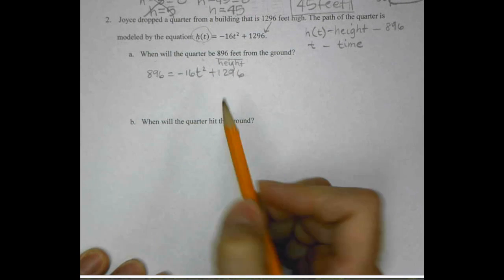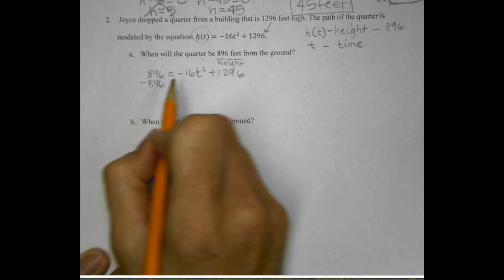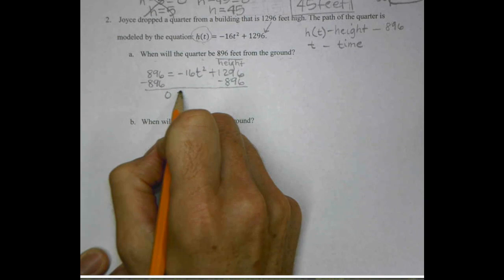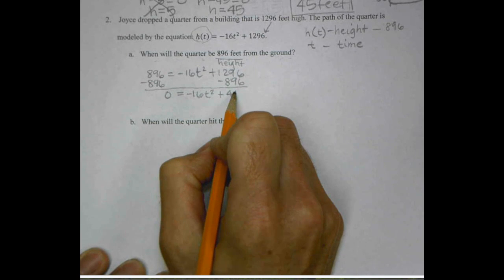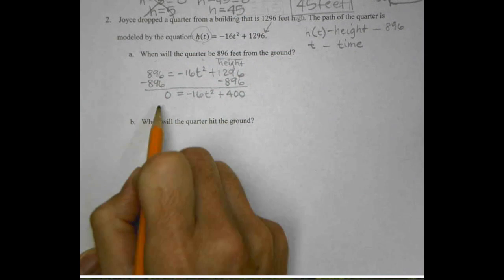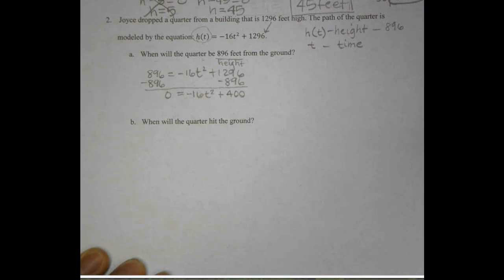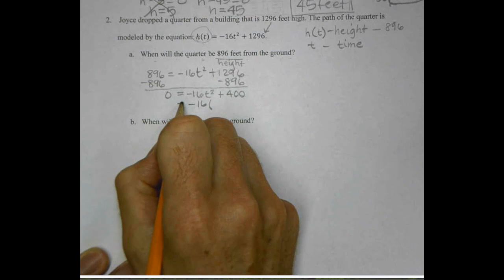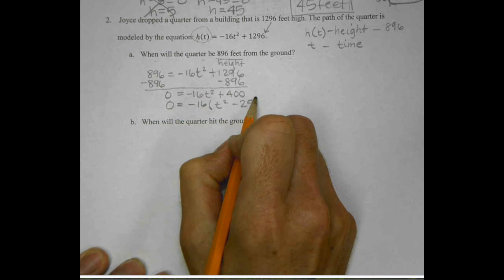Now this is going to be my equation, and I'll want to set it equal to 0, so I'll subtract the 896 from both sides, and it's going to be 0 equals negative 16t squared, and that'll be a plus 400. Now I do want to try to find a greatest common factor, and I'll try 16, so 400 divided by 16, and that comes out to 25. So I can use negative 16 as my greatest common factor, and I'll have left t squared minus 25.